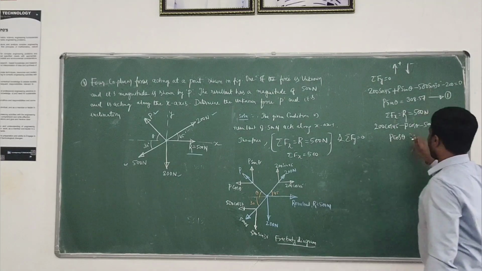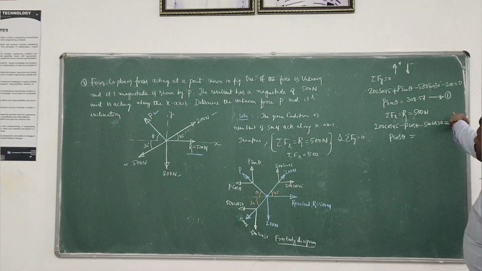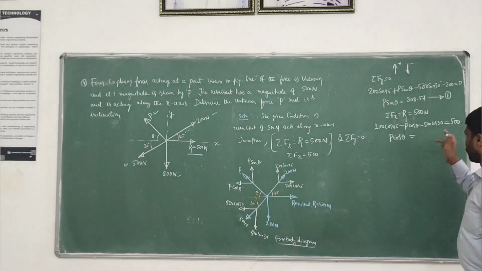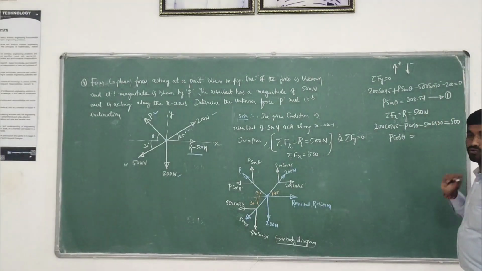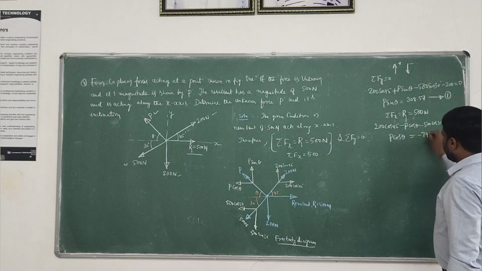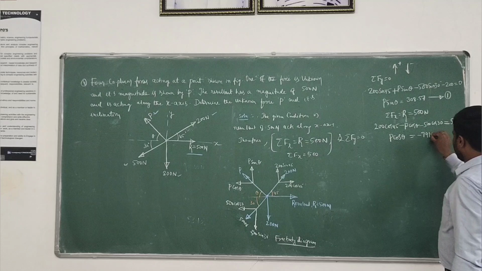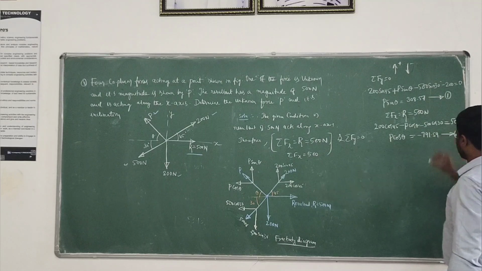Now you are getting P cos theta. How? You take the right side, and you take this 500 to the left side. It will become minus 500, and it will become plus P cos theta. What is the value? Minus 791.59. So we are getting equation number 2.